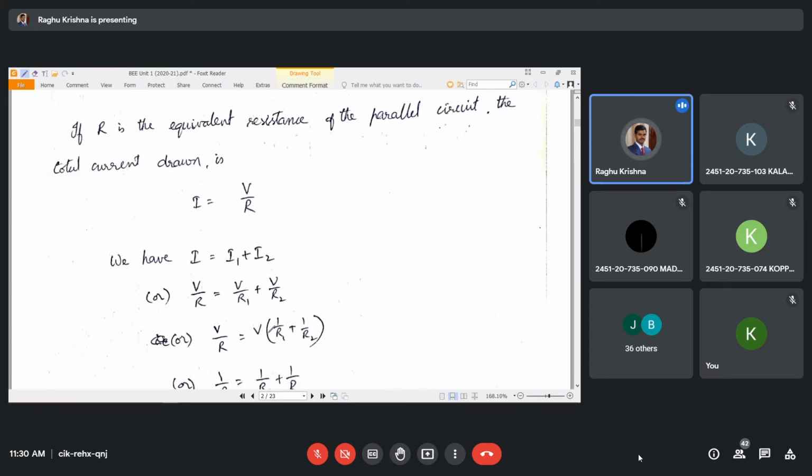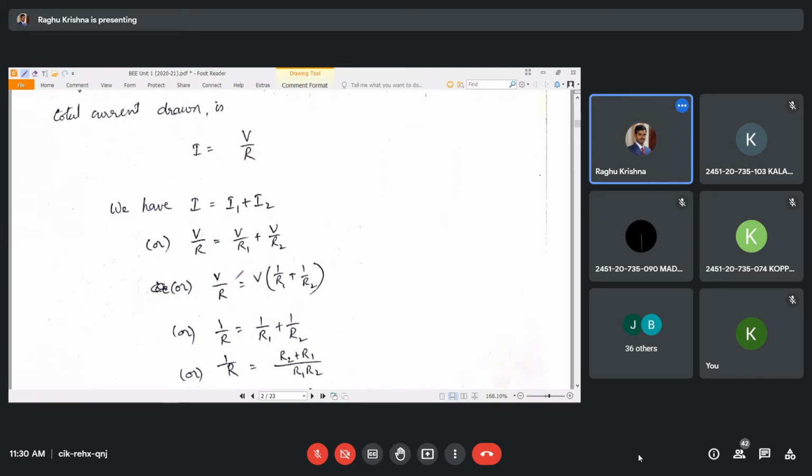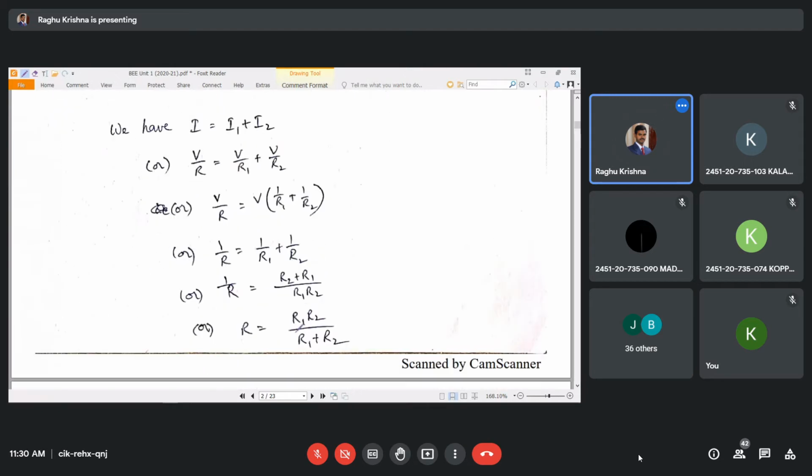So V by R is equal to V by R1 plus V by R2. We take V common, and if we cancel V, 1 by R equals 1 by R1 plus 1 by R2. So R equals R1 R2 by R1 plus R2. This is the derivation for the equivalent resistance. If R1 and R2 are connected in parallel, the equivalent resistance is given by this.